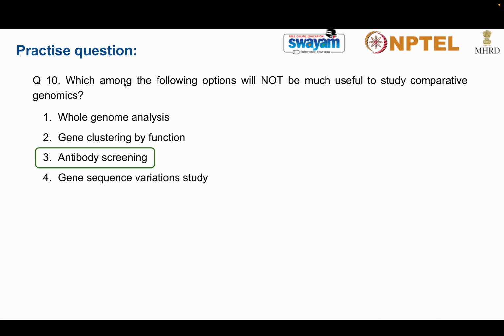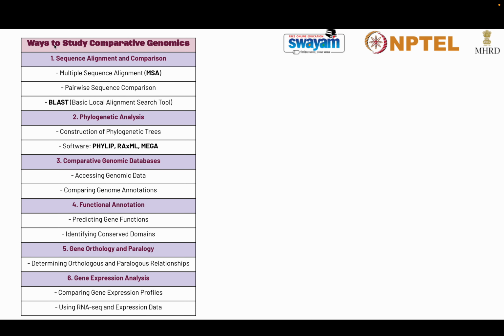Because for comparative genomics, you use whole genome analysis, you cluster the genes by function, you sequence the gene variations, but you do not do antibody screening because it is entirely based on the chromosomes or the genomes. So we do not require antibody screening here. Now there are different ways to study comparative genomics.